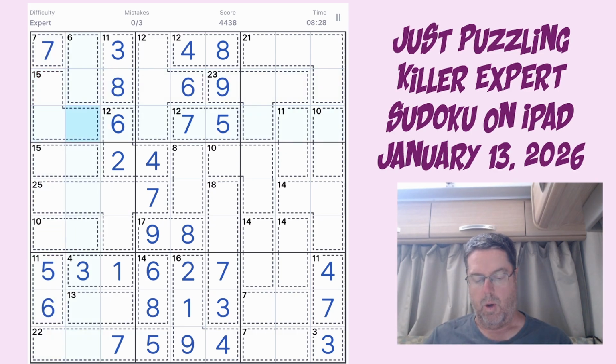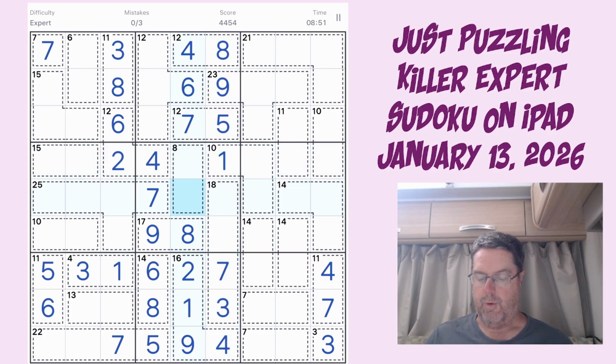Which means 9 can be here. So 1, 2, 3, 4, 5. So 5 can be there. If this is 4 and 5, does that make it? Yes, it does. 3 and 5 here. So 1 can be here with a 7, so it can't be, so that's got to be a 1 there.